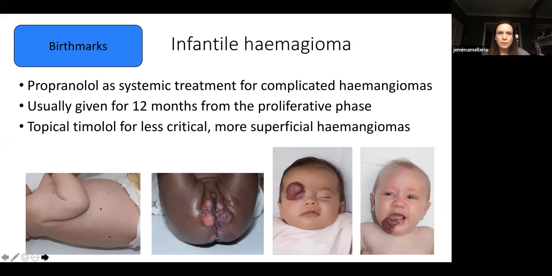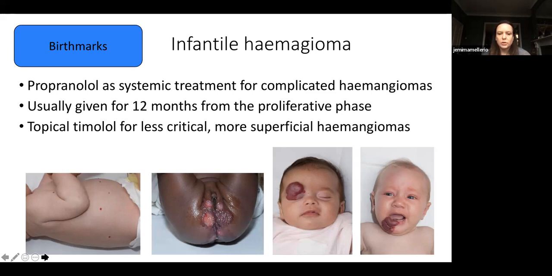Infantile hemangiomas on the lip can also be a big problem. They can ulcerate and they can interfere with feeding. And often hemangiomas that are around the beard area can be associated with hemangiomas around the airway. So some children will have respiratory problems as well. This is an example where you need to use propranolol.